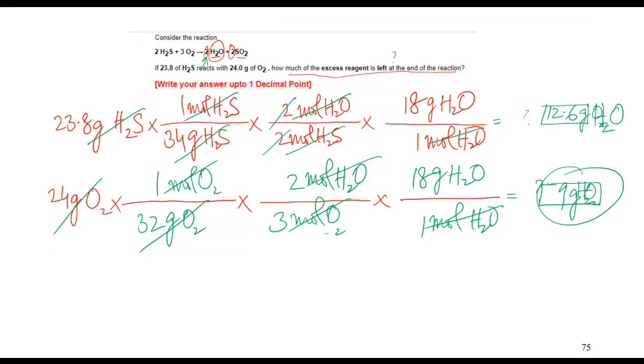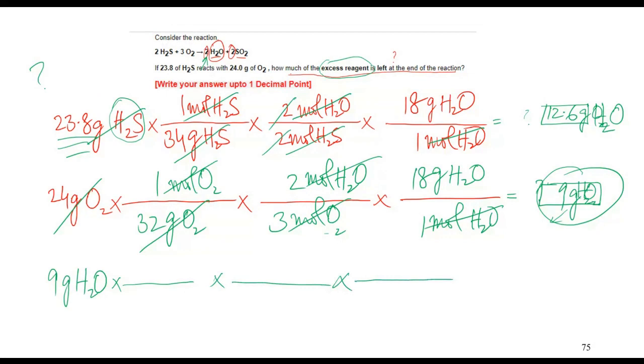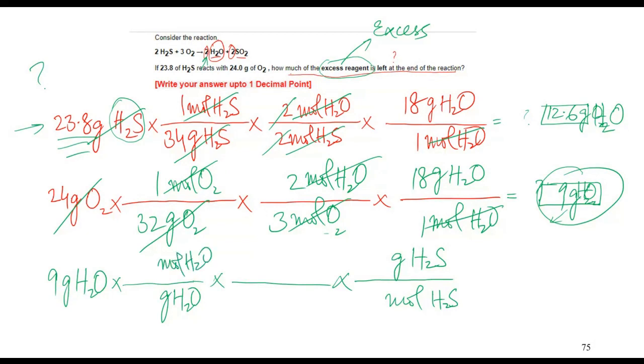Okay, now what is the excess reagent? Now, which is excess reagent? You will calculate from H2S. It is in excess. How much it is in excess? First, start from this water. It is same like burger example. Remember, 9 gram of H2O, multiply, divide, multiply, divide, multiply, divide. Now gram of H2O, gram of H2S. Here mole of H2S. Here mole of H2O, mole of H2S.